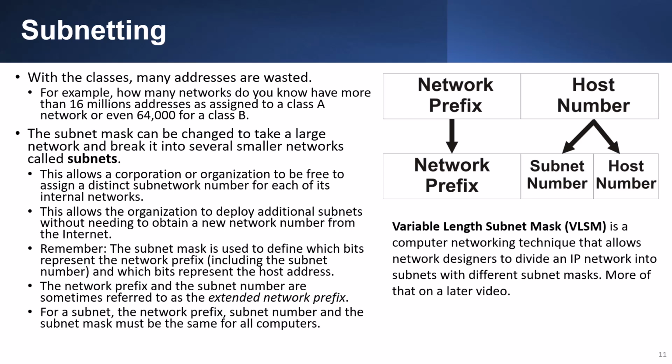For a subnet, the network prefix, subnet number, and the subnet mask must be the same for all computers. Variable length subnet mask, or VLSM, is a computer networking technique that allows network designers to divide an IP network into subnets with different subnet masks. More on that in a later video.